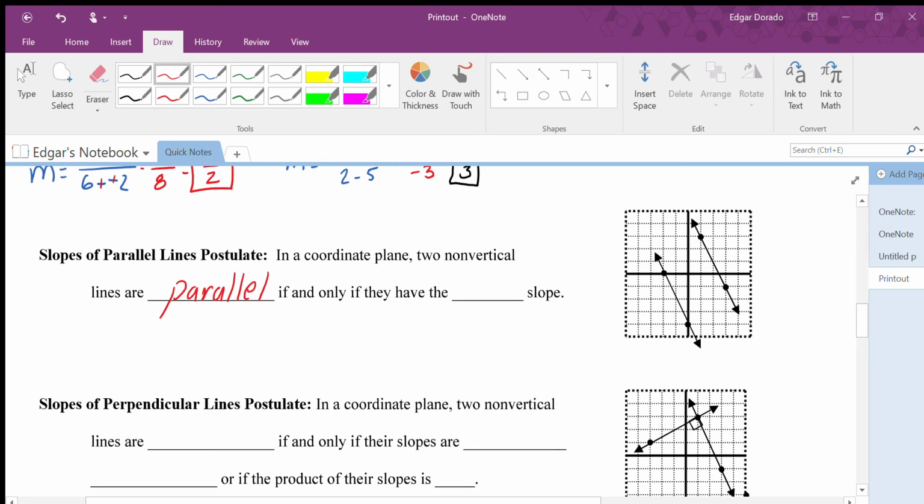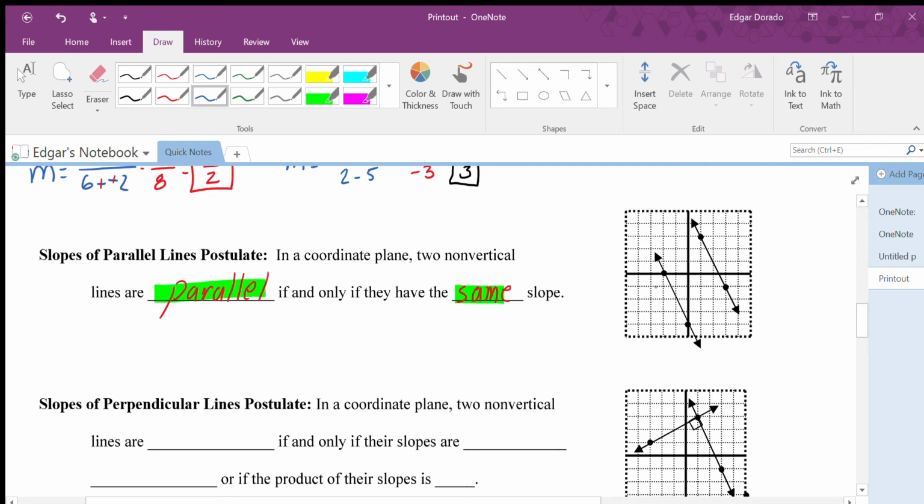Just by looking at those lines, you might have already known that they are parallel, but there's a reason why. And the reason why is because they have the same slope. Okay? So, parallel lines have the same slope. If that doesn't convince you, let's look at these two lines on the side. We know that both of those are parallel because they look parallel. So let's go ahead and figure this out.